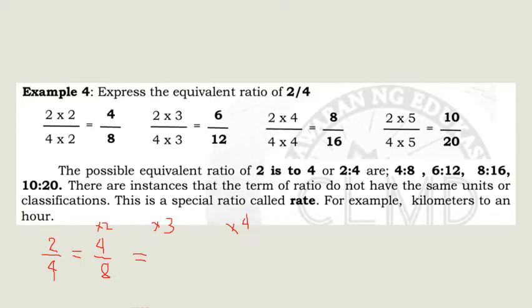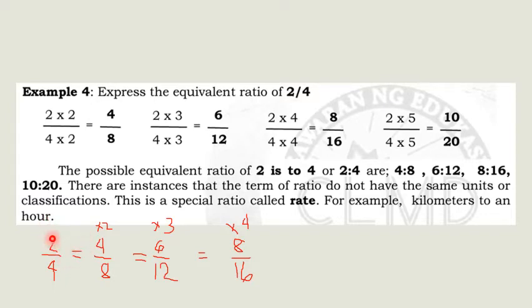Ngayon, pwede rin naman siyang sa 3. So, dito pa rin tayo magsisimula doon sa original na ratio natin. 2 times 3 is 6. 4 times 3 is 12. So, ang 6:12 ay equivalent ratio rin ng 2:4. So, pwede naman times 4 naman. So, 2 times 4 is 8. 4 times 4 is 16. So, 8 is to 16 is equivalent ratio po ng 2:4.